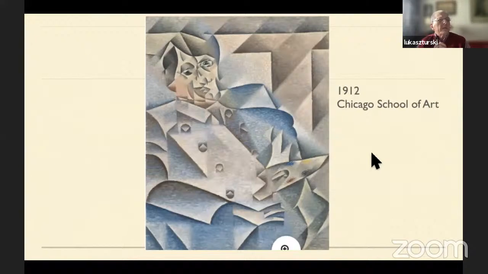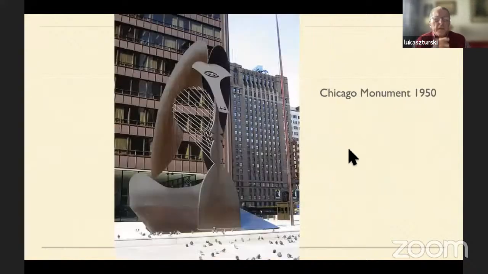This is another cubist painting from the same time by Picasso. This is his autoportrait. And here is the famous Chicago monument of Picasso from 1950. It has a complicated story, how it ended up at the Daley Plaza in Chicago. But that is a picture, that is a giant sculpture.